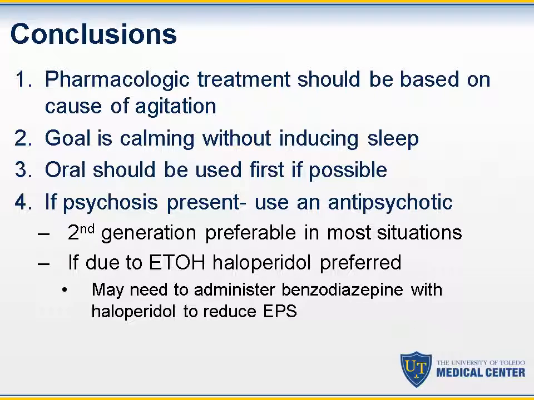So conclusions. The pharmacological treatment should be based on the cause of agitation and should only be used if attempts at de-escalation were unsuccessful. Calming is the goal without inducing sleep. It's very hard to complete neurochecks on a patient if the patient is sound asleep. Oral should be used first if ever possible. If there is psychosis present, we want to make sure that we're using an antipsychotic. Second generation is preferred in most situations. Unless it is due to alcohol withdrawal, then haloperidol would be preferred, which may also need to be administered with a benzodiazepine to reduce the risk of EPS.